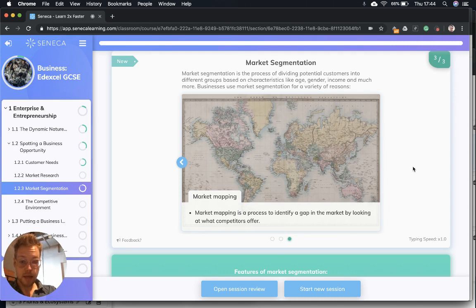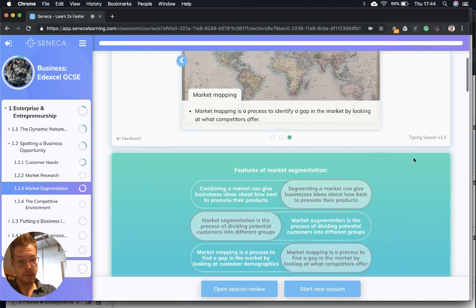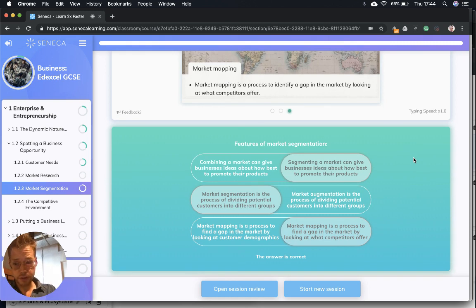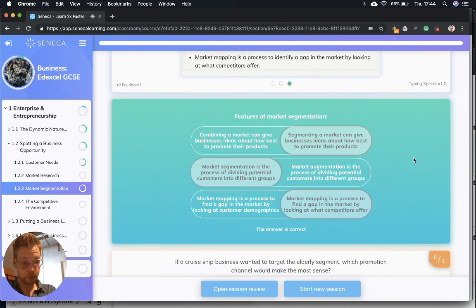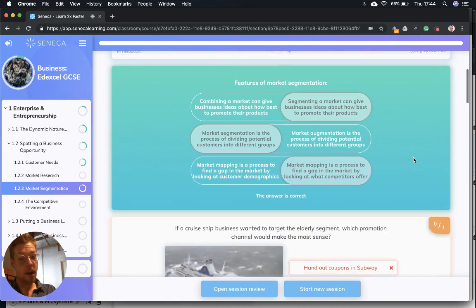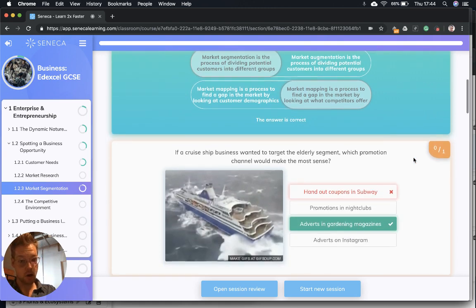Market mapping. Market mapping is a process to identify a gap in the market by looking at what competitors offer. So let's review those features of market segmentation again. Segmenting a market can give business ideas about how best to promote their products. It's the process of dividing potential customers into different groups, and market mapping is a process to find a gap in the market by looking at what competitors offer.